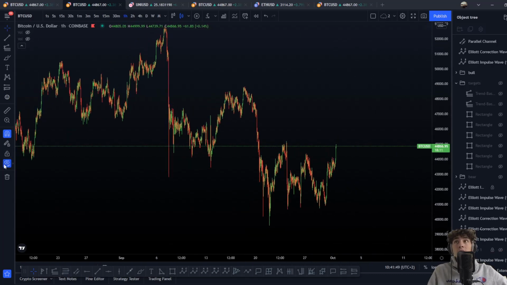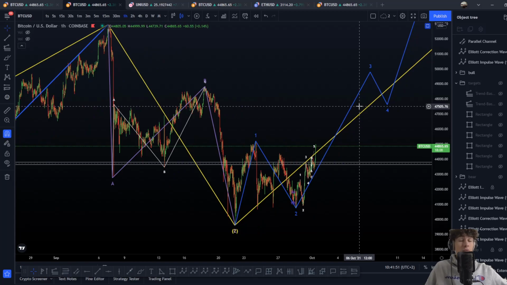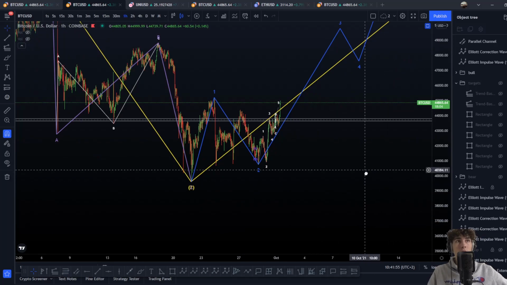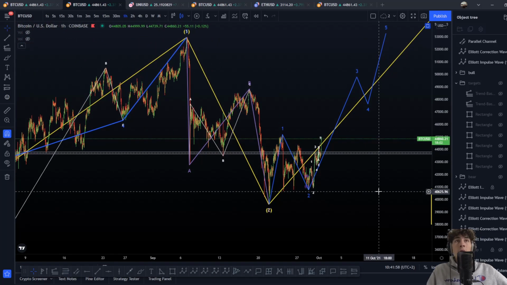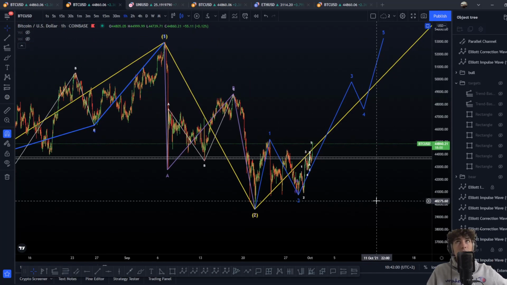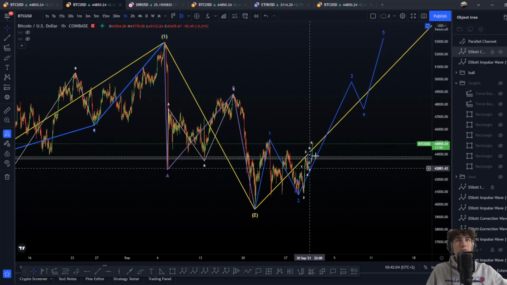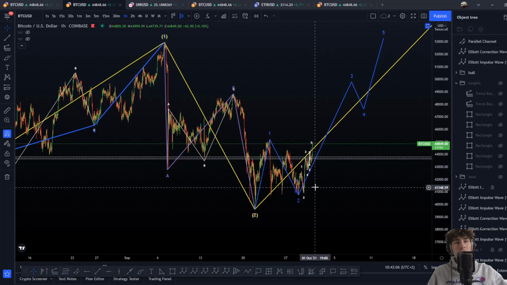Yeah, let's start with this. We are possibly bearish, still bearish on short term, of course, with some target a bit lower, like around 37k. But we have possibly the first bullish wave that's going to confirm that we are bullish.